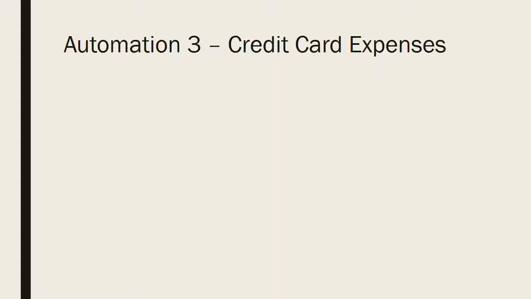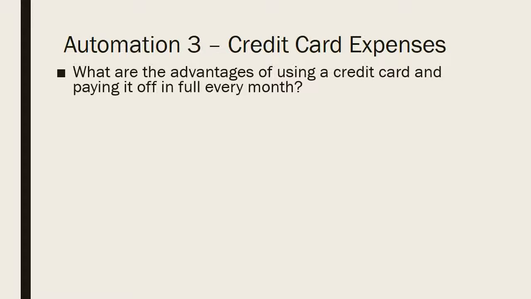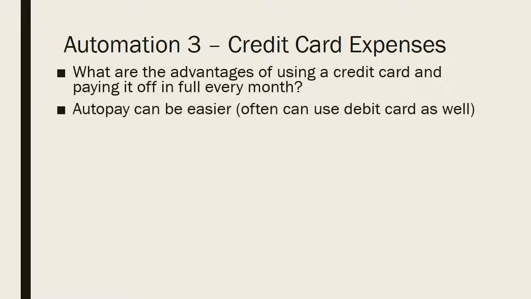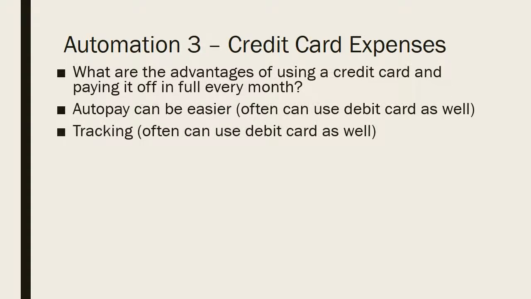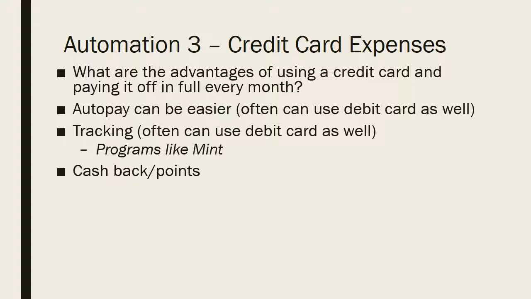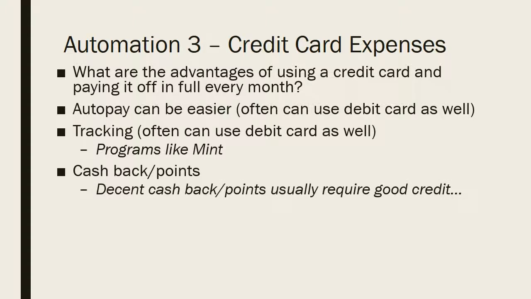Step 3 are the credit card expenses. So there are certain advantages to using a credit card and paying it off in full every month. You're not hit with any interest charges. First, some auto pays can be easier with a credit card rather than a debit card, although a debit card frequently works as well. Tracking can be easier, although again, a debit card can work just as well most of the time. You can use programs like, say, Mint, YNAB, and some others to help you do that. You can also get cash back or points if you have good credit, and we'll talk more about credit cards later.